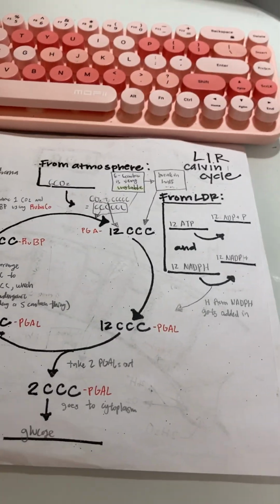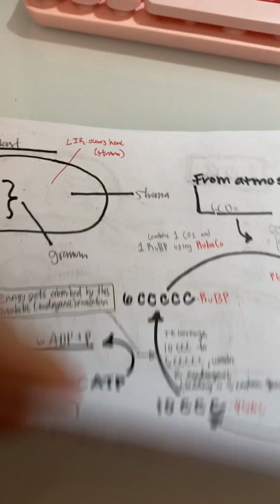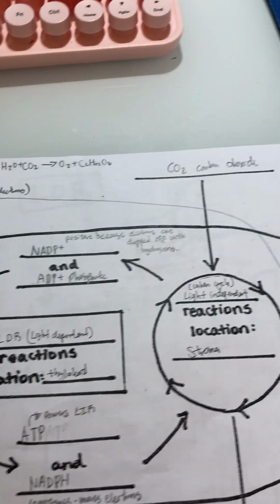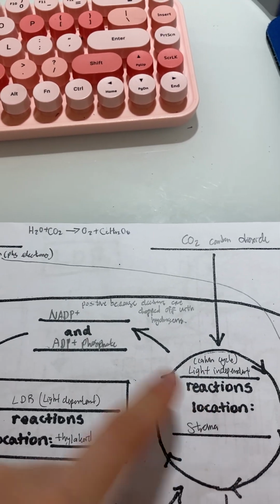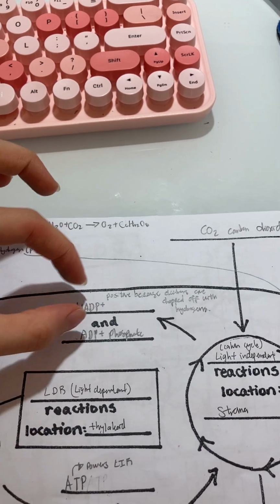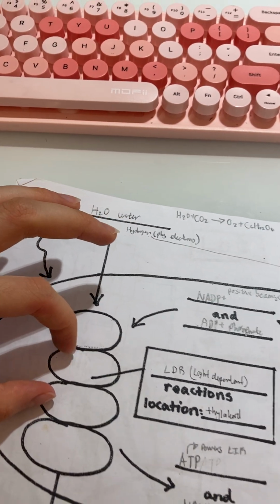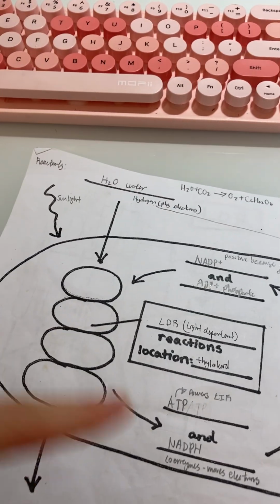Okay, and then all this stuff, these two will go back to the light dependent reaction over here and get reused. So basically, to sum things up, from the light independent reaction, we get NADP plus and ADP plus P. We produce these things, and then these things will be used in the light dependent reaction in order to form ATP and NADPH. So it's this ongoing cycle.